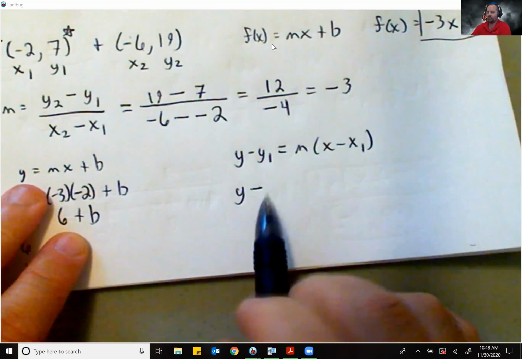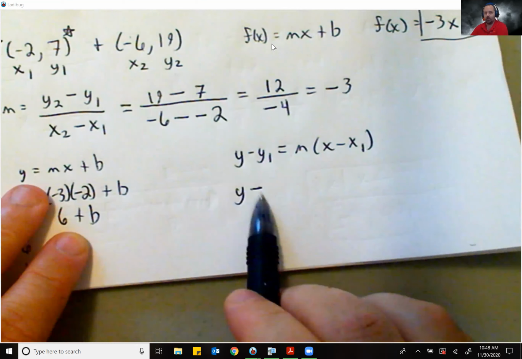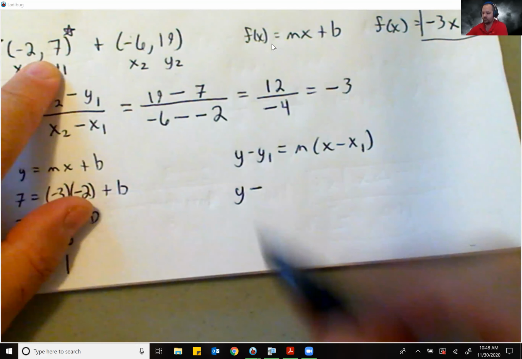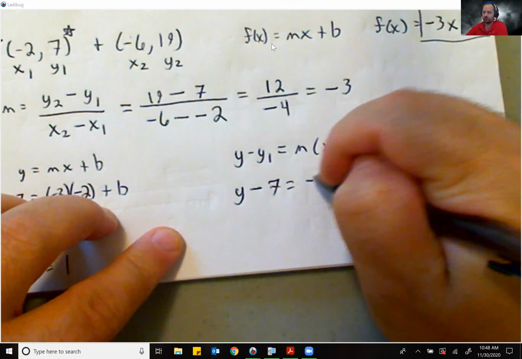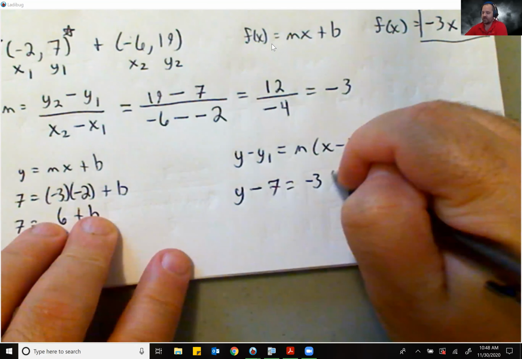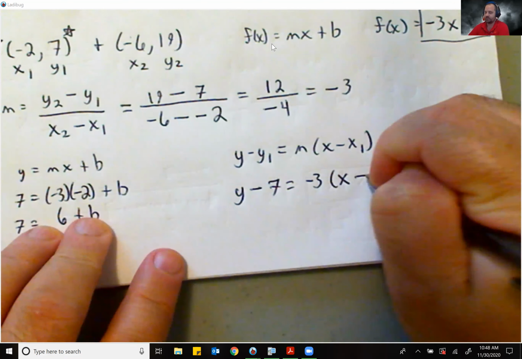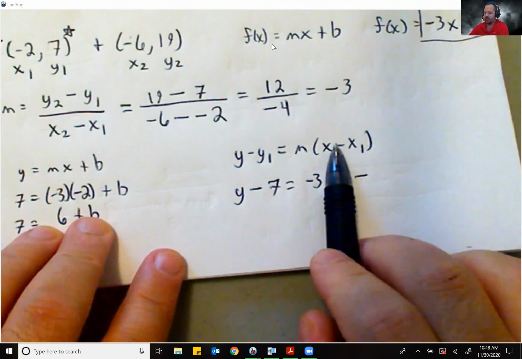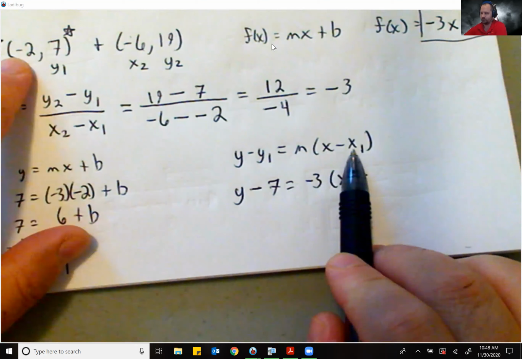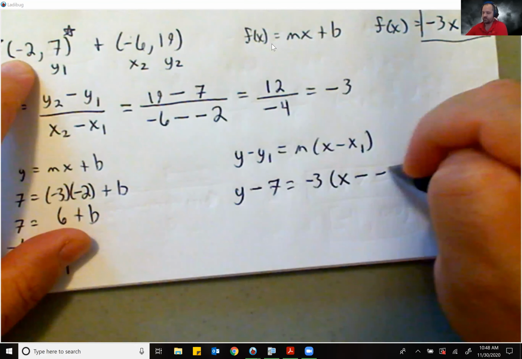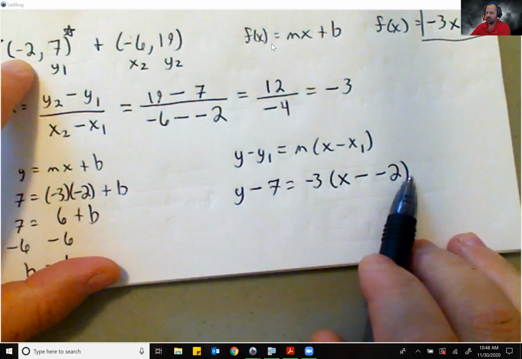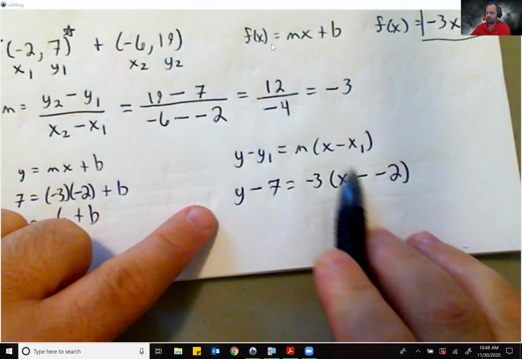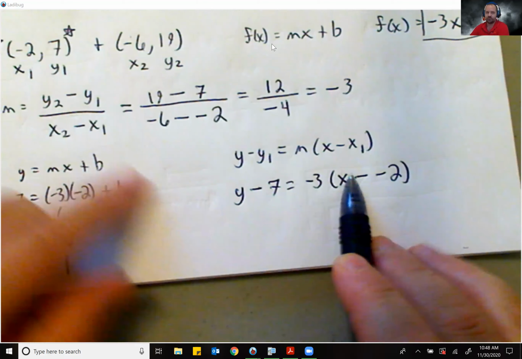So y minus my y1, which is 7, equals my m, which is -3, parentheses x minus, so the minus because of that, my x1 is -2. So again, you need both of these because this minus comes from the formula. This negative comes from the 2.